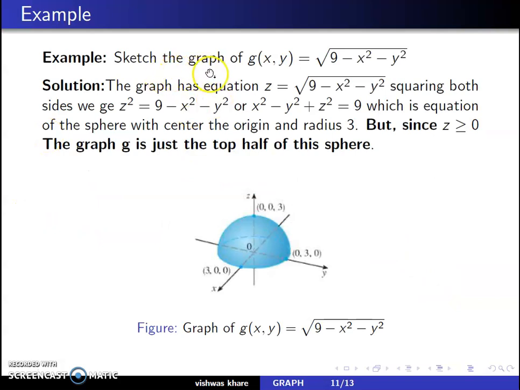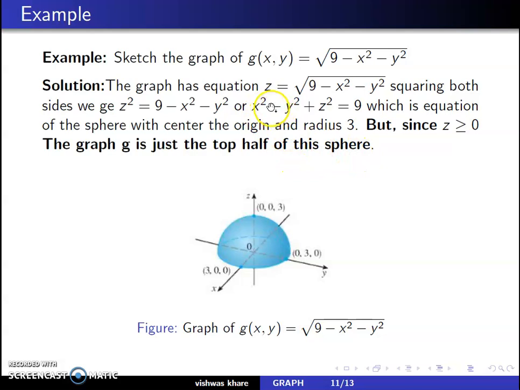Now example: sketch the graph of g(x, y) which is equal to the square root of 9 minus x squared minus y squared. The graph has the equation z is equal to the square root of 9 minus x squared minus y squared. Squaring both sides we get z squared is equal to 9 minus x squared minus y squared, or x squared plus y squared plus z squared is equal to 9, which is the equation of a sphere with center at the origin and radius 3. But since z is greater than or equal to 0, the graph G is just the top half of this sphere.